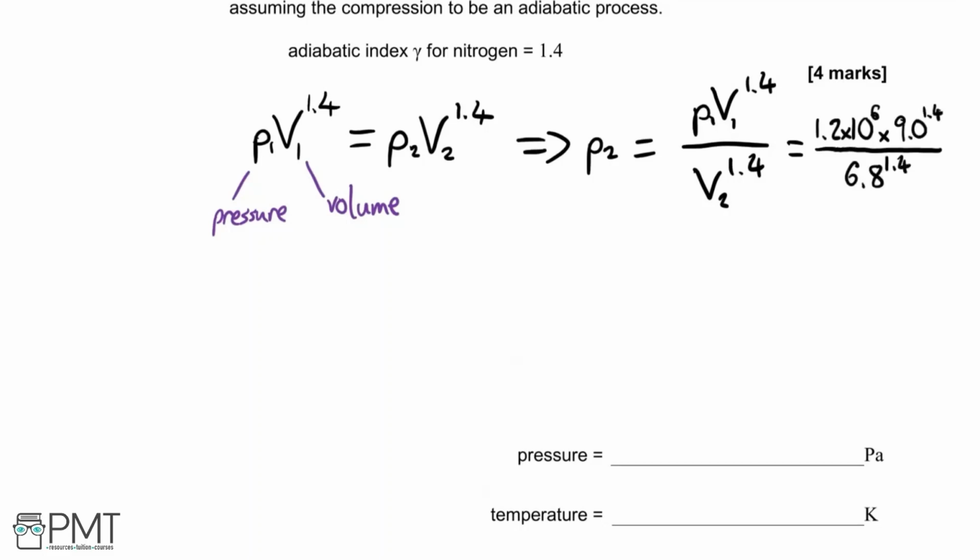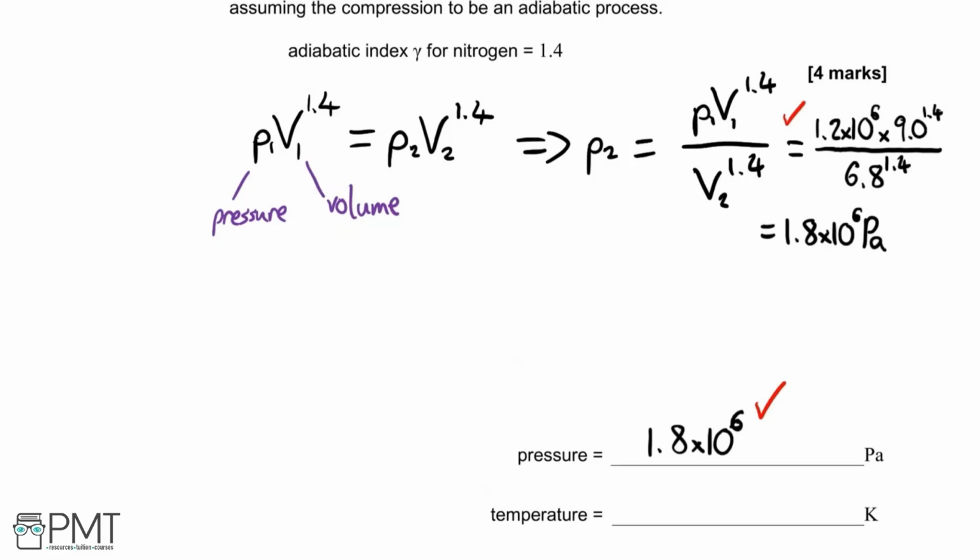And that gives us a value of 1.8 times 10 to the power of 6 pascals, which we can write into the answer space. Your first 2 marks will be for making that calculation and getting the correct answer. We then need to use that pressure in the ideal gas equation.